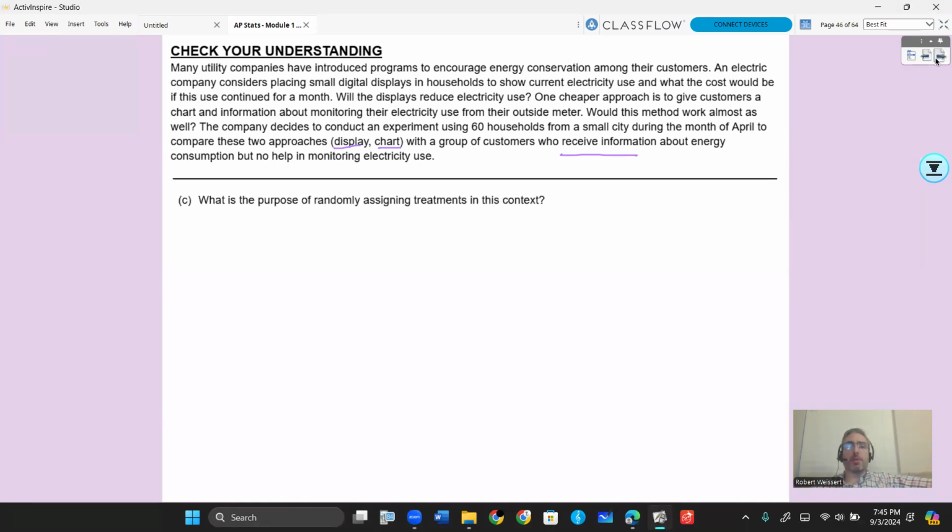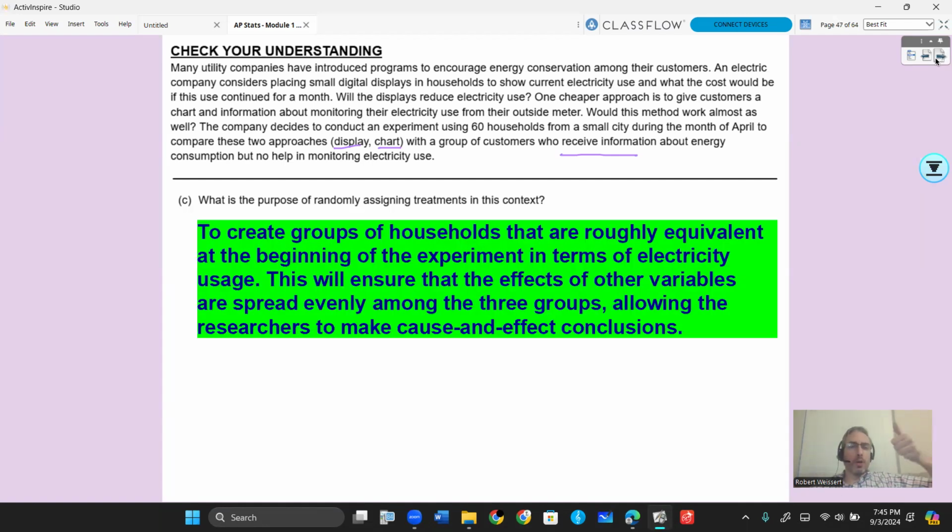What's the purpose of randomly assigning treatments? Again, we want to have what? We want to have some sort of equivalent groups to be able to compare those to. So we're going to create groups of households that are roughly equivalent at the beginning of the experiment in terms of electricity usage. It's going to ensure that the effects of other variables are spread evenly among the 3 groups, allowing the researchers to make cause and effect conclusions.